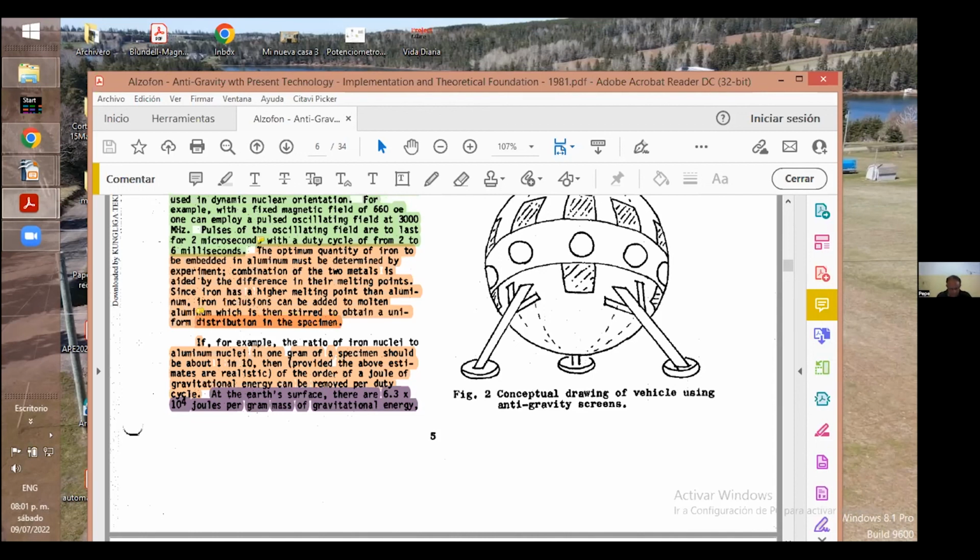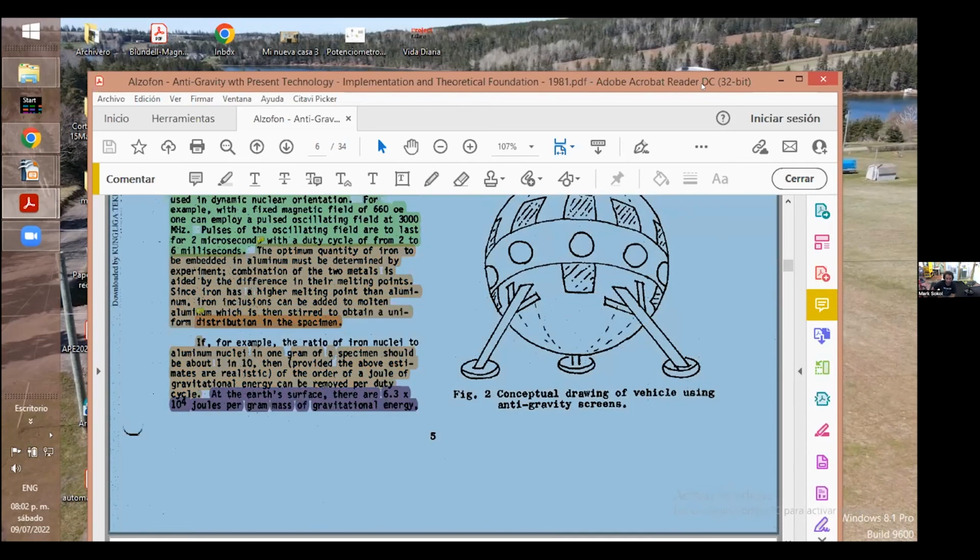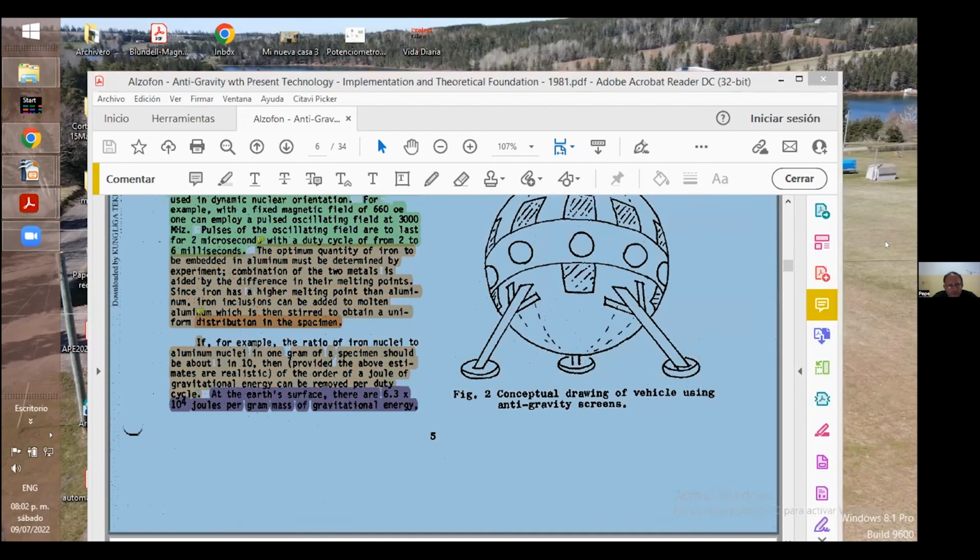The issue with that much iron in it is, of course, if you have that much iron in the metal, it will attract to the magnet. So having the magnet horizontal like we have it right now is good because it can't create weight loss or weight gain by attracting. So we'll get accurate measurements hopefully. Actually, Alzofon mentions that. He says the optimum quantity of iron to be embedded in the aluminum must be determined by the experiment. So if it's attracted, we have to reduce the amount of iron.